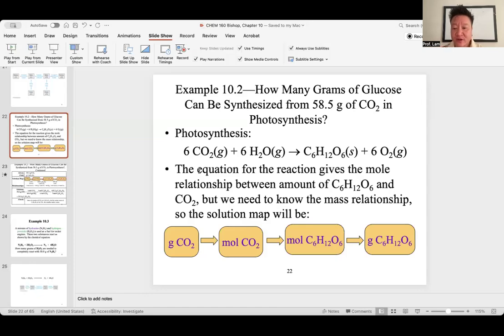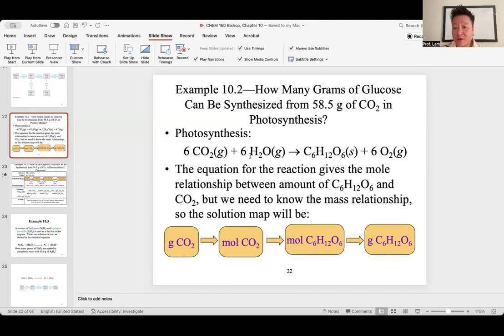So if you watched the video before on stoichiometry, these problems were easier in that you don't have to worry about the other ingredient in the chemical equation. For example, this problem asks how many grams of glucose, that's C6H12O6, can be synthesized from 58.5 grams of CO2 in photosynthesis. So how many grams of glucose can be formed from just this much CO2?